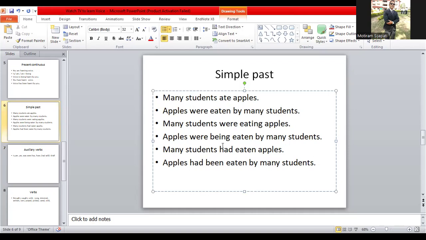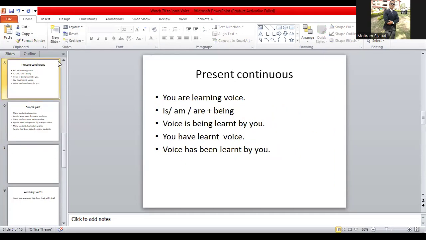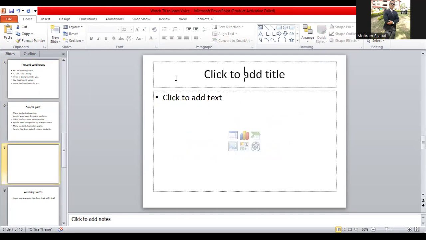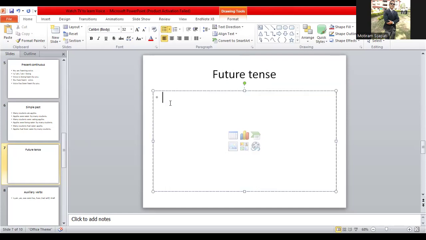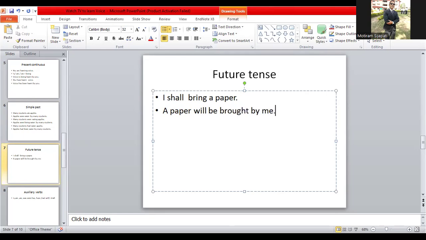Now we finished past tense also. Let us move to future tense. Can we make one sentence in future tense? Okay, I thought you all had thought about this. Here, I shall eat, not eat only, I shall bring a paper. "Be" will be added there. Here: a paper will be brought by me.